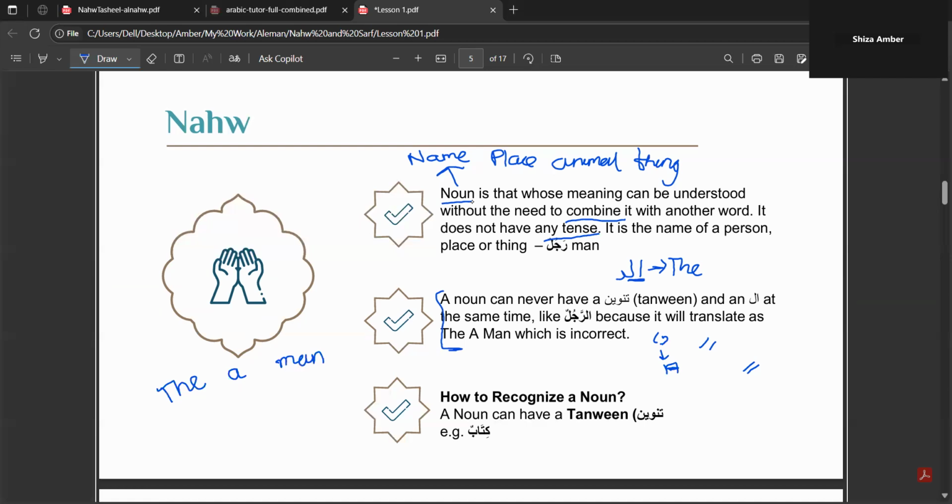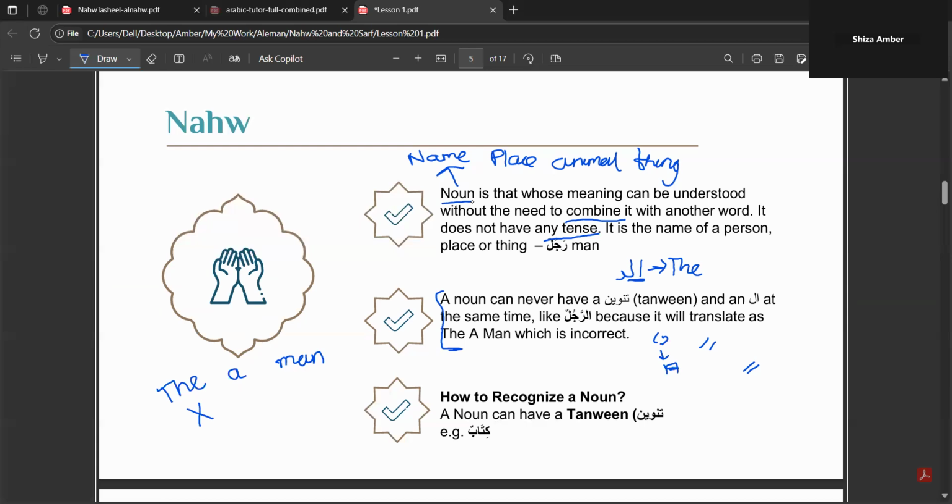Is it correct or is it incorrect? I don't think I've seen that. Is it correct or is it incorrect? I think it's incorrect. Perfect. Because you can't use the and a simultaneously in the same sentence, because it's not possible.